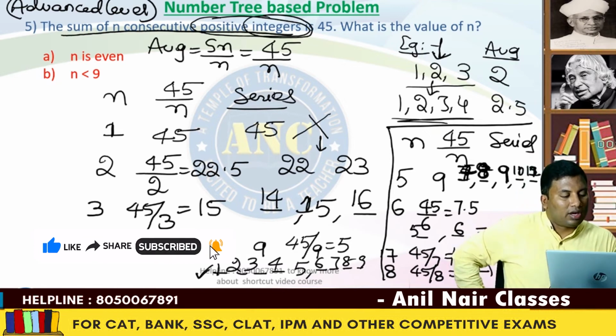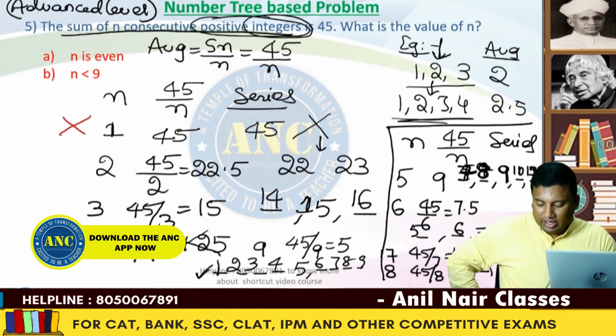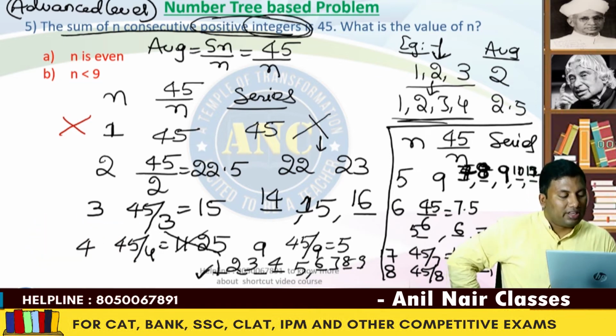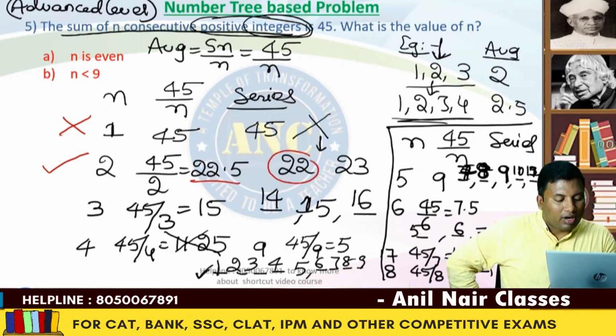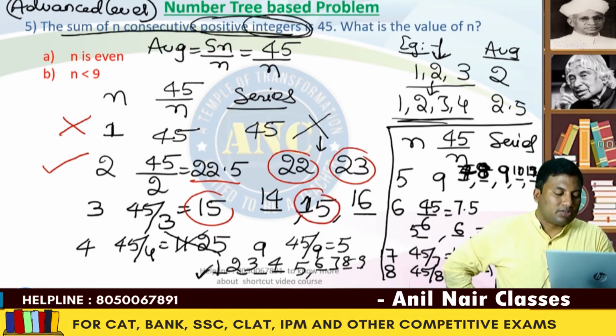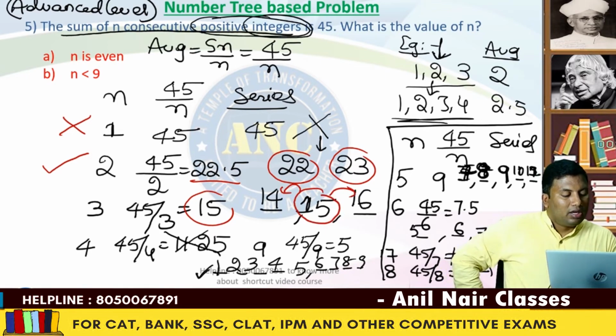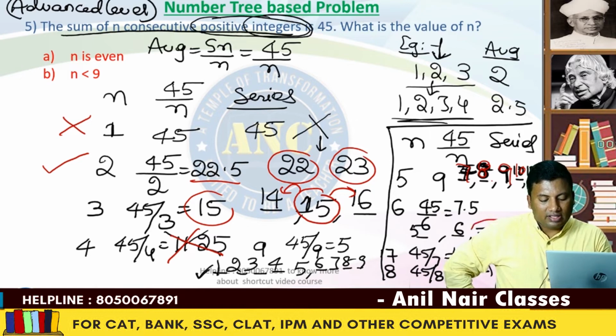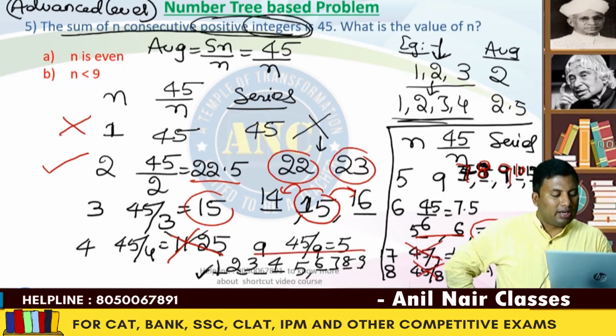I took n value 1. 45 by 1 is 45. 45 is not possible. Why? Because the number of consecutive positive integers is 2: 22.5, 1.5 less, 0.5 more. 15 is the middle value, totally 3 terms are there, 1 before, 1 after. 11.25 is not possible. 5 means 9, the middle is 9, 2 before, 2 after. Here it is 7, 8, 9, 10, 11. Right? 6 gives 7.5, 7 and 8. 2 before, 2 after. These are not possible. 9 is possible.